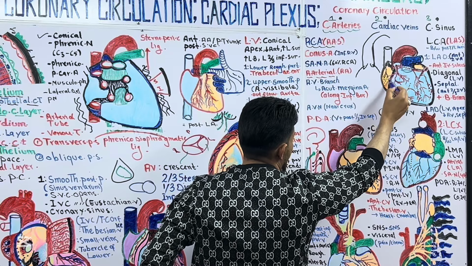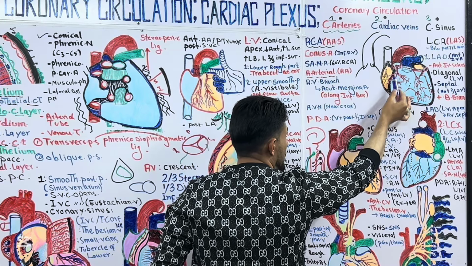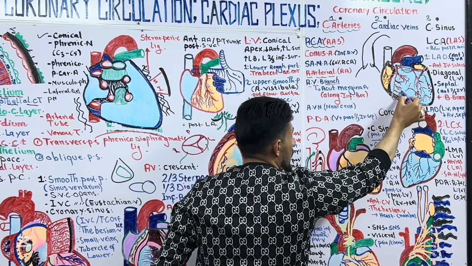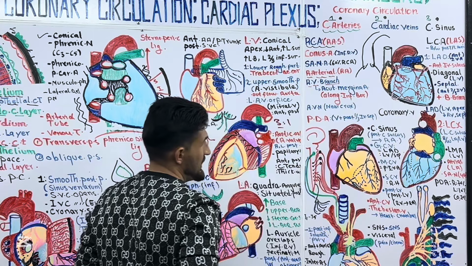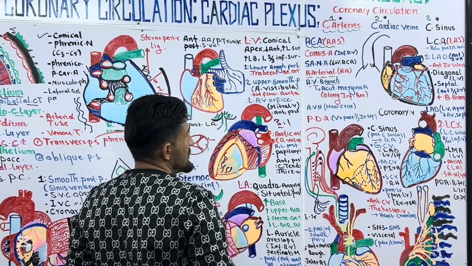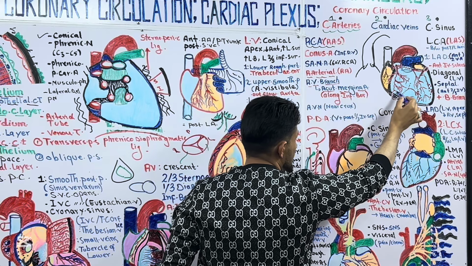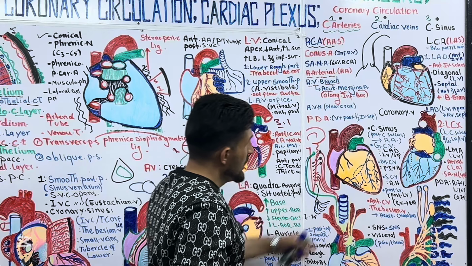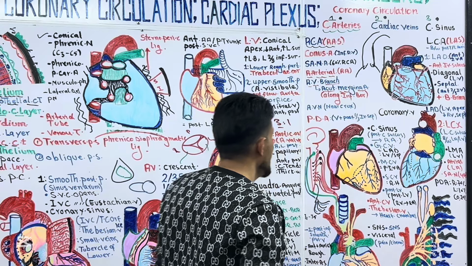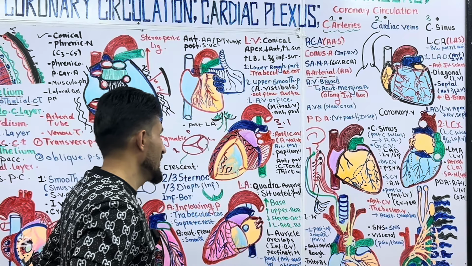Another part of the right coronary artery is called the right atrial artery. It gives some branches to the right atrium. Another branch is called the right ventricular branches. One of the most important right ventricular branches is called the acute marginal artery. This runs near the inferior border of the heart, and it gives blood supply to the right ventricle.